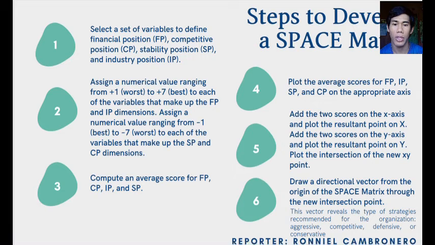3. Compute average scores for FP, CP, IP, and SP. 4. Plot the average scores for FP, IP, SP, and CP on the appropriate axis. 5. Add the two scores on the x-axis and plot the resultant point on x. Add the two scores on the y-axis and plot the resultant point on y. Plot the intersection of the new xy point. 6. Draw a directional vector from the origin of the SPACE matrix through the new intersection point. This vector reveals the type of strategies recommended for the organization: aggressive, competitive, defensive, or conservative.